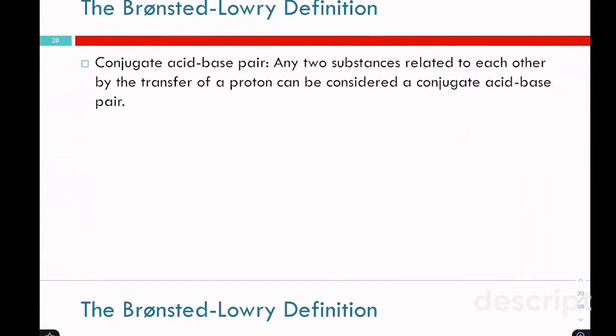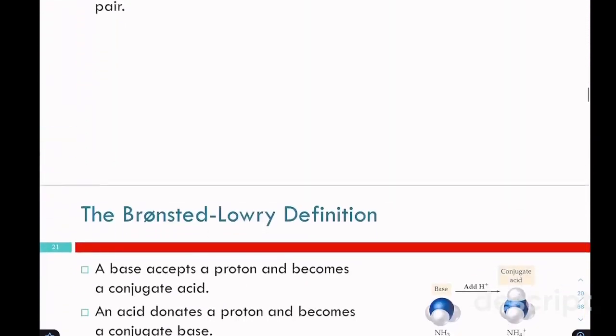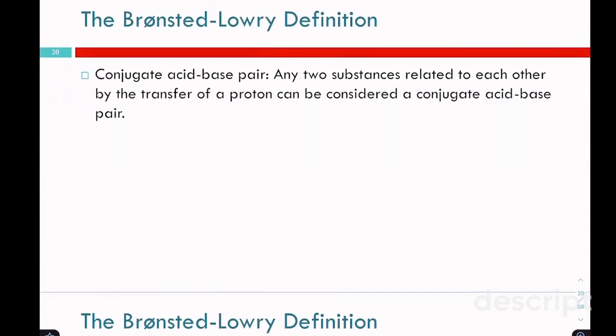So a conjugate acid-base pair is any two substances related to each other by the transfer of a proton. Like our NH3 and NH4 plus, those are a conjugate acid-base pair. Going in one direction, it's the acid. Going in the other direction, it's a base. So this is also a definition that you need to know. Do a better job highlighting that. Oh, that's nice.